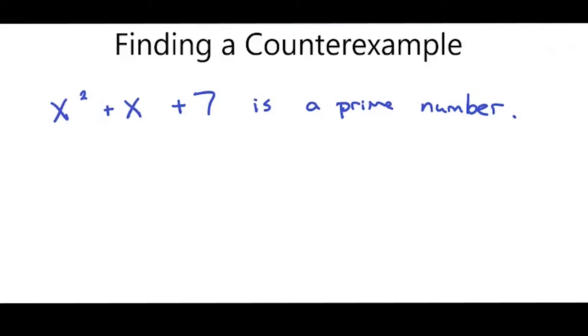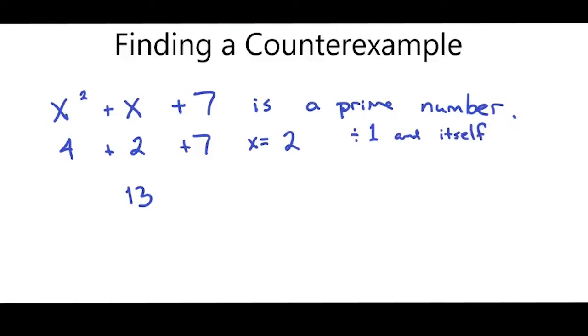So let's pick some values. Let's try 2. Let's see if 2 will give us a counterexample. If I plug that in for x, that's 4 plus 2 plus 7. Well, 4 plus 2 is 6, and 6 plus 7 is 13. Well, 13 can only be divided by 13 and 1, because remember, a prime number can be divided by 1 and itself. So 13 is prime.